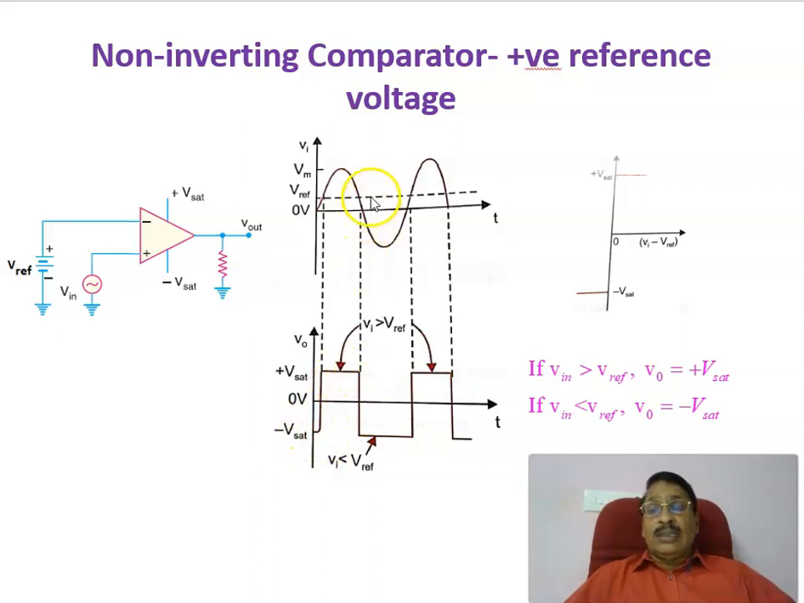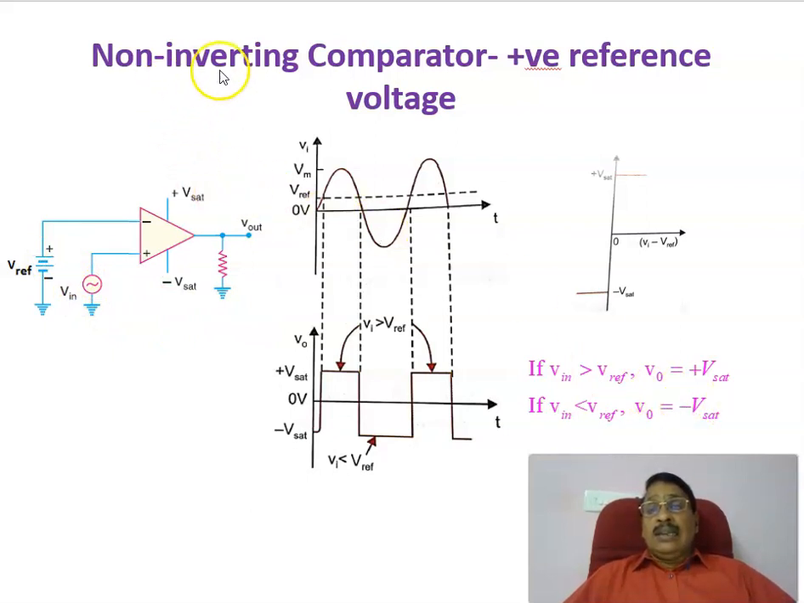Again, if you see here, from here to here, the input voltage is less than the reference voltage. If input voltage is less than reference voltage, output voltage equal to minus V sat. That is why here the output voltage you are getting during this one equal to minus V sat. Then that will be continuing. Therefore, this is the rule that is followed in order to get the output voltage based on the magnitude of input voltage and the reference voltage.